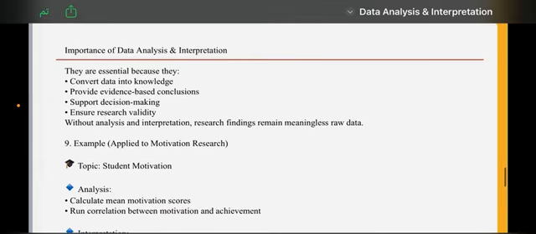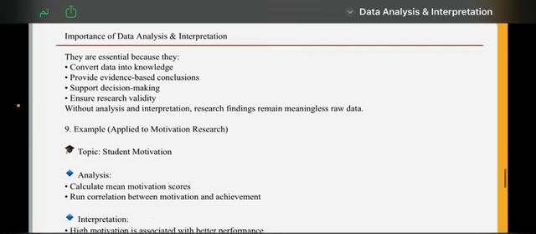So we can say the importance of data analysis and interpretation in simple terms. They are essential because they convert data into knowledge and provide evidence-based conclusions. They support decision making and ensure research validity. So without analysis and interpretation, research findings remain meaningless raw data.